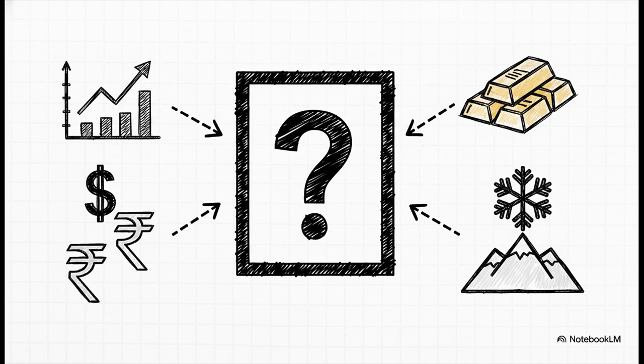Now, this underlying asset can be almost anything with a value that goes up and down. It could be a share of a company, right? Or the exchange rate between the US dollar and the Indian rupee. It could be the price of gold. Or, and this is where it gets interesting, it could even be something as random as the amount of snowfall at a ski resort. Seriously.